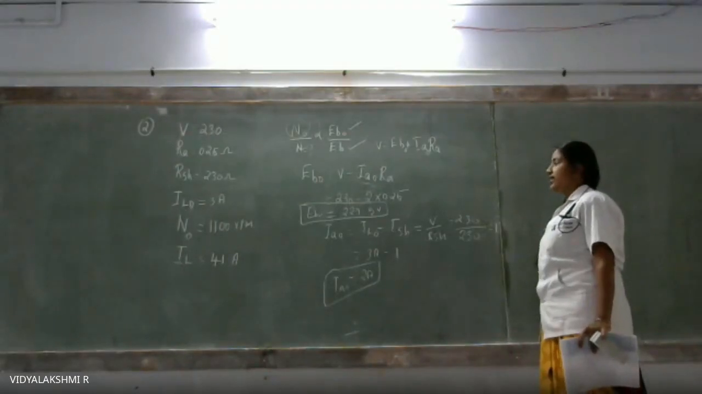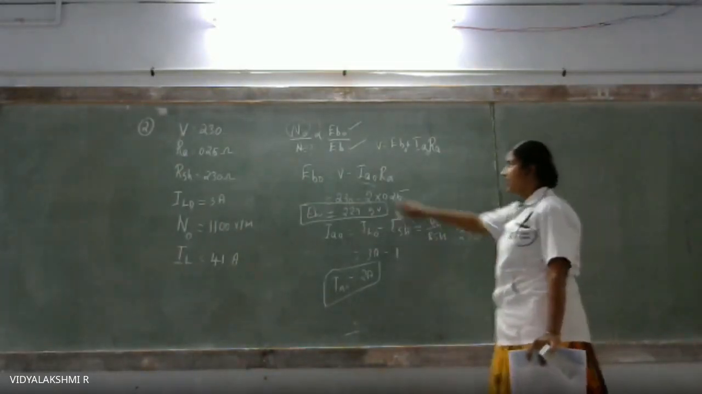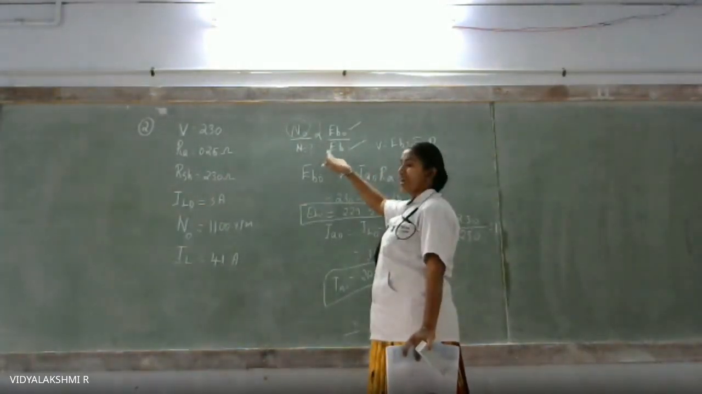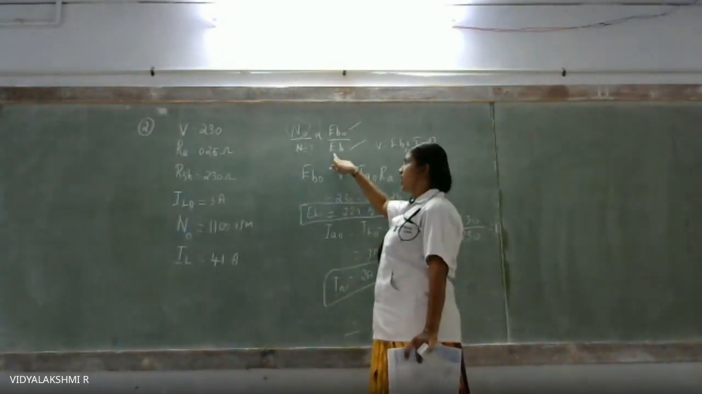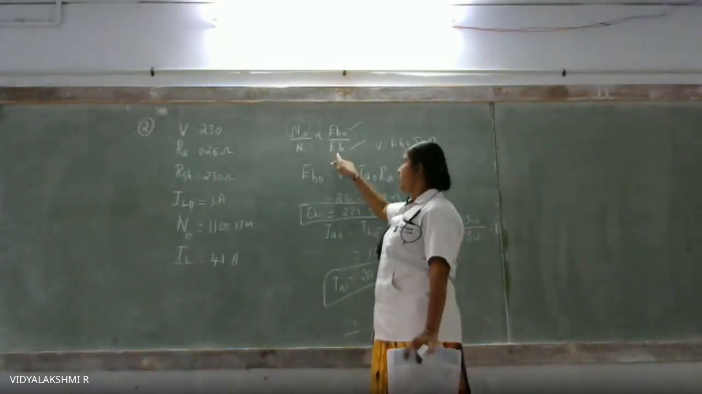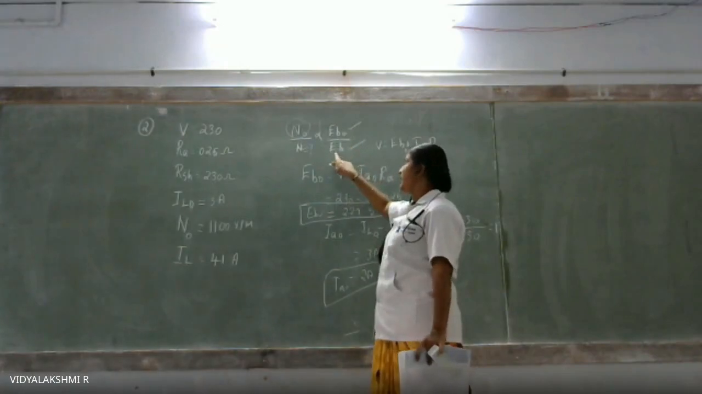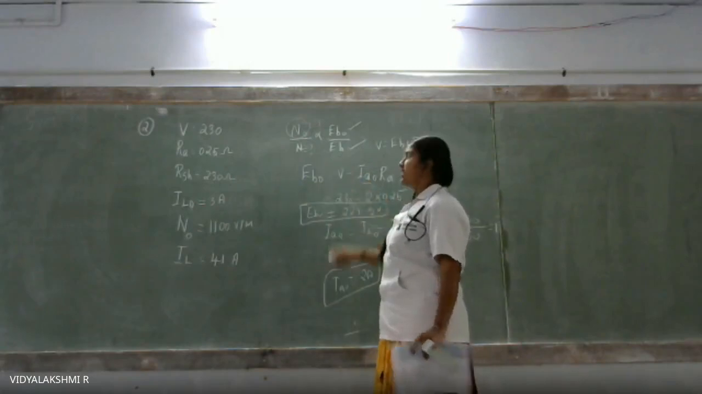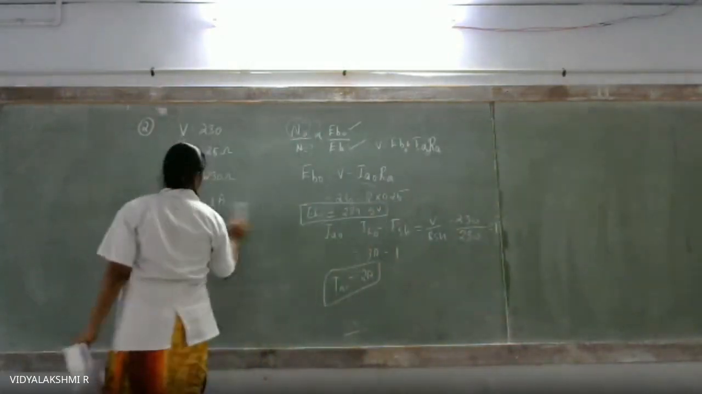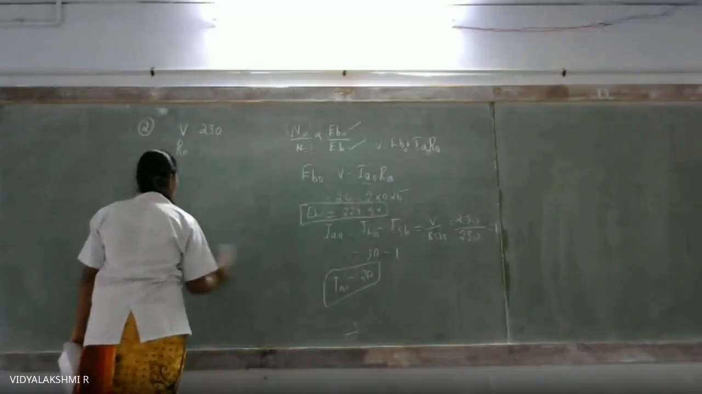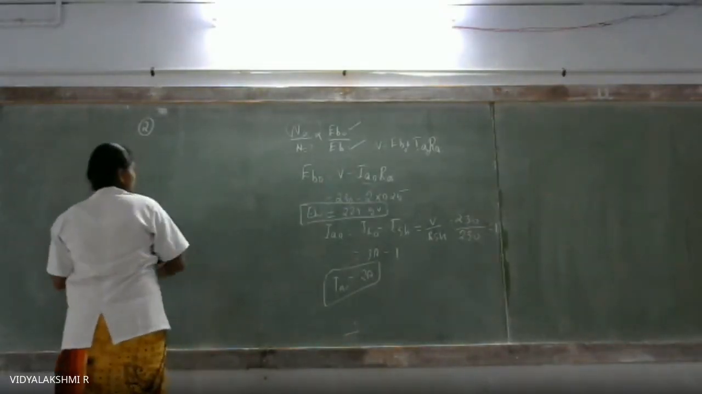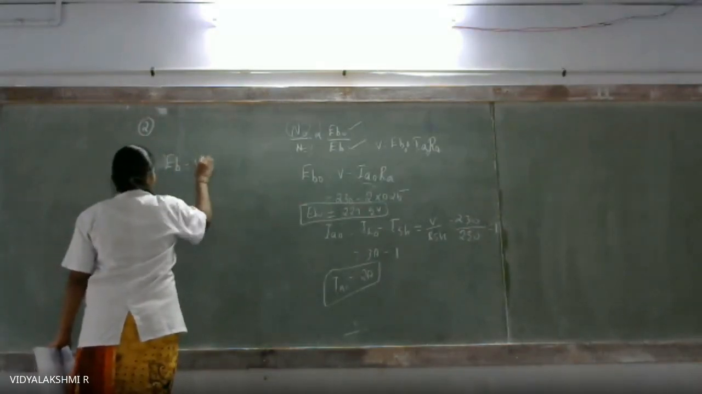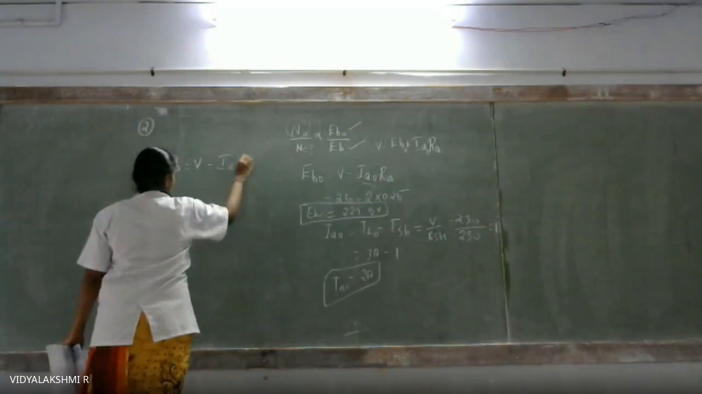Next I'm going to find out my EB, because in this I'm going to use the final equation. From this you can find out the full load speed. For this I need EB naught and EB. We know N naught and EB naught. Next I'm going to find out the EB. The same formula: EB is equal to V minus IA into RA, with respect to full load.